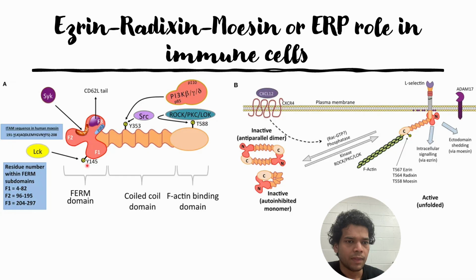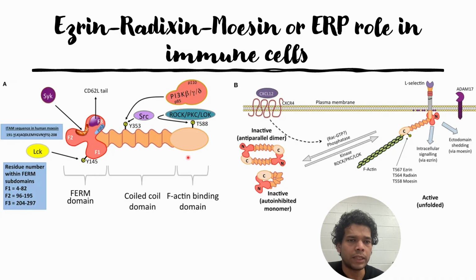Because of that, it also contains an ITAM motif, and this ITAM is in the FERM domain, where once it interacts with its receptors, it will trigger the activation of the immune cells. And apart from that, the coiled-coil domain contains Y353, which helps in the upregulation of the PI3K pathway. The PI3K pathway is normally known as the survival pathway, so it helps in the survival of the immune cells.